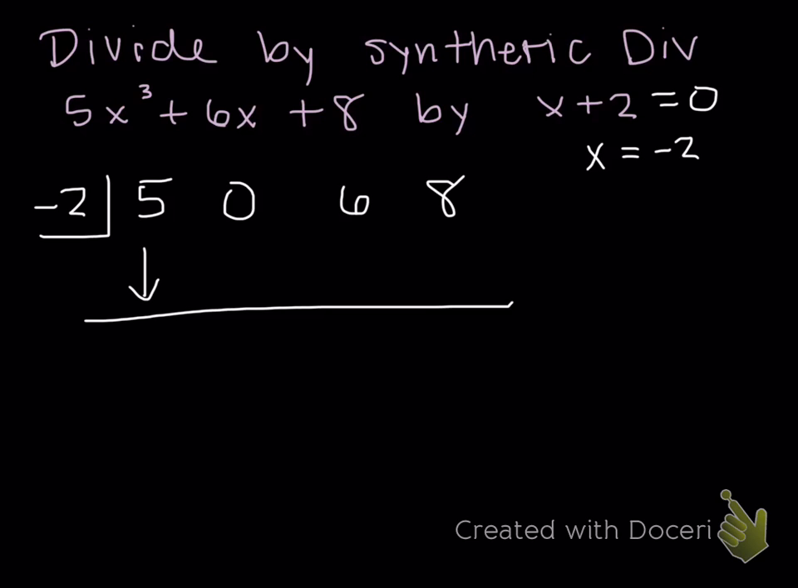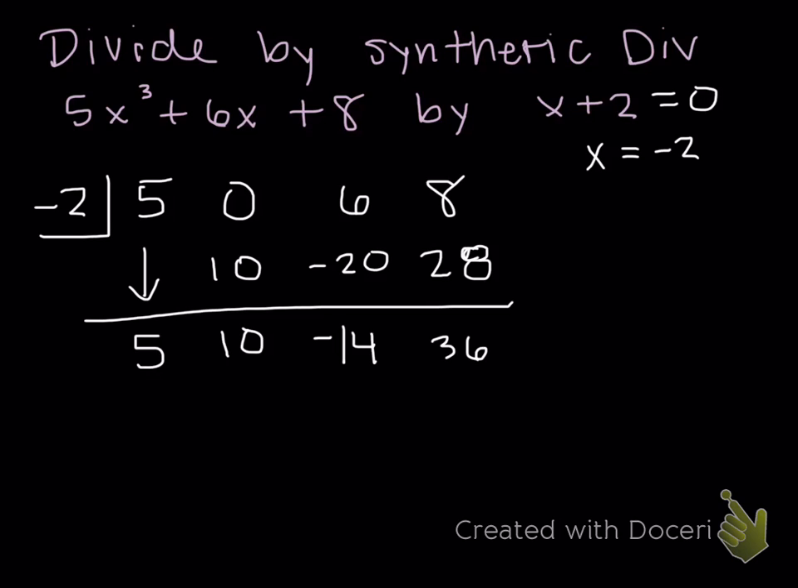So we're going to drop our 5. And the process here is that I multiply -2 and 5, and I write that number up here, which is 10. One of the main differences from synthetic to long division is that I'm adding, not subtracting. So 0 plus 10 is 10. Now I multiply. -2 times 10 is -20. Again, I add, which is -14. We multiply. And then we add going straight down.